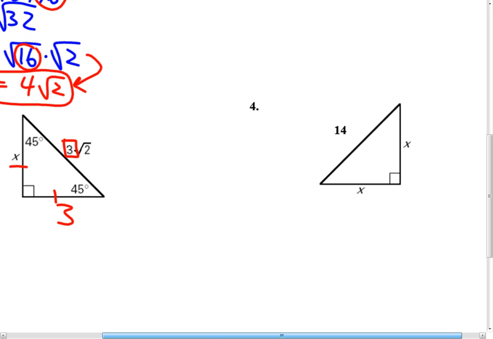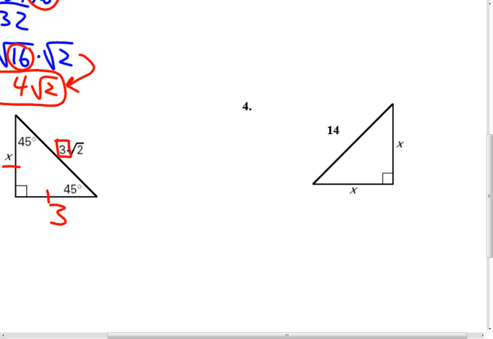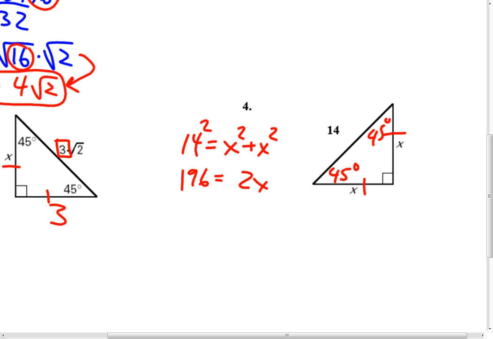When you get to a problem like number 4, you can use the Pythagorean theorem. You can do 14 squared equal to x squared plus x squared. These two are the same, so I can put 45, 45 in there. What is x squared plus x squared? 2x squared. Then I do a little bit of division. It gets me to 98.